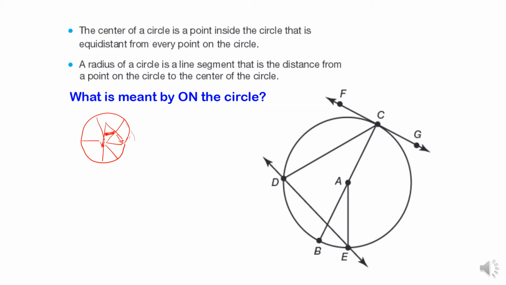Okay? The radius of a circle is the line segment from a point on the circle to the center. So what is meant by on the circle? Anything that is on here, like this. Point C is on the circle, point D is on the circle, point B and point E are on the circle. This is a radius, because it is from the point on the circle to the center. Same with this, and this part here. Those are all radii, okay?